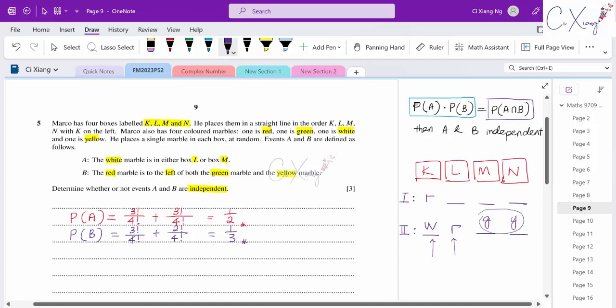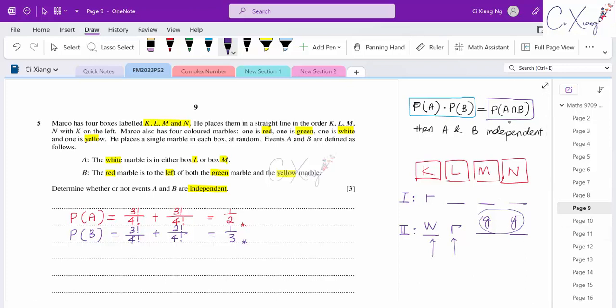Okay, and now let us proceed to the right hand side of the equation where I want to find out the probability for A intersect B. To calculate the probability for A intersect B, they are saying that the white marble is either in box L or box M, and then the red marble is to the left of both the green marble and also the yellow marble. Okay, now I'm trying to list out the possible results for A intersect B. So what are the possible results for A intersect B here?